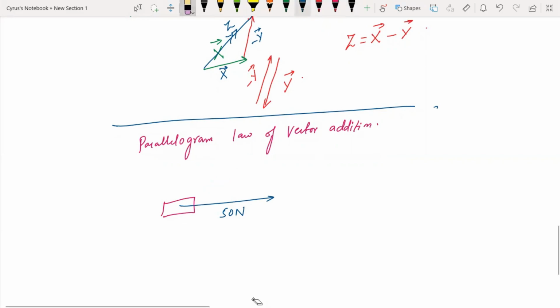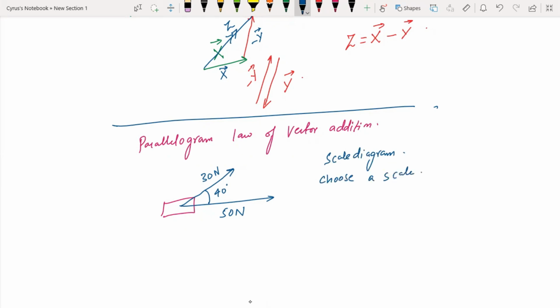I'm going to draw it like this. And the angle between them is, for example, 40 degrees. If they ask you to find the resultant of this by using a scale diagram, you have to draw the scale diagram. So for a scale diagram, your first step would be what? You'll choose a scale for this.